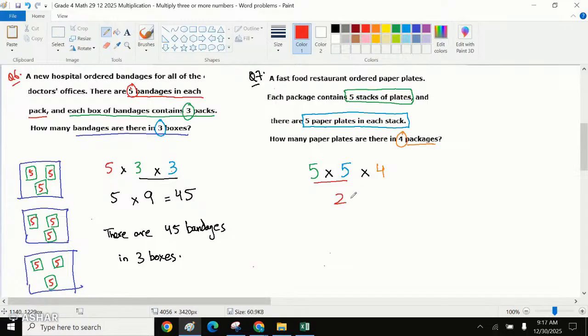I was doing 5 multiplied by 4. 25 multiplied by 4 is 100. So the final answer should be there are 100 paper plates altogether. Agreed? Any question? Thank you, May. Yes, it's 100.